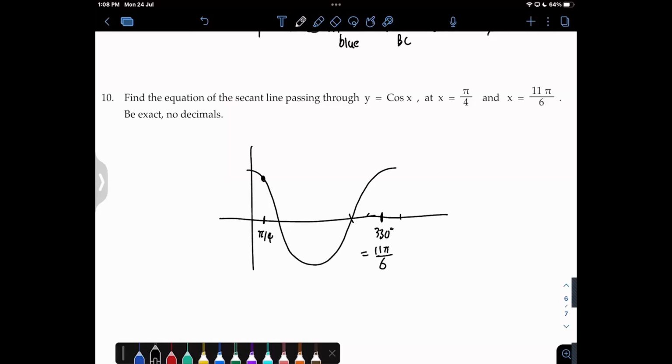Then they're asking you to connect the dot like this, and then find the equation of the secant line. It's not a horizontal line. Oh, so y equal mx plus c. You go figure it out.